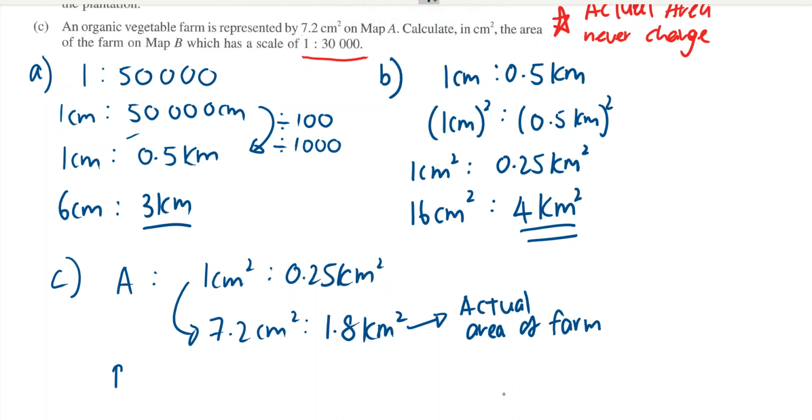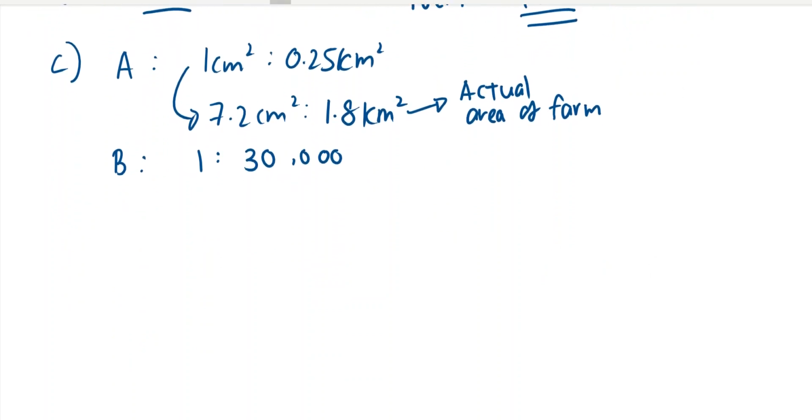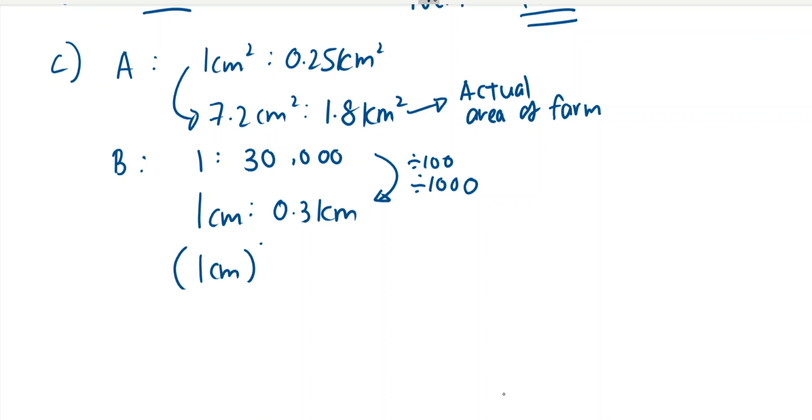For map B, it tells you that my scale is 1:30,000. So how do I find the map area for map B? Again, I need to convert to my area scale. In terms of linear, this is 1 cm is to 0.3 km. How do I do it so fast? Divide by 100, divide by 1000. Converting to area scale, 1 cm square is to 0.3 km square, which means 1 cm square is to 0.09 km square.